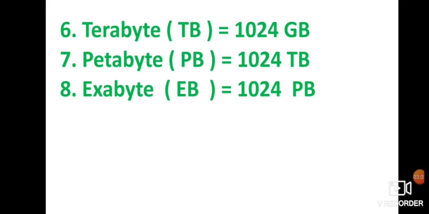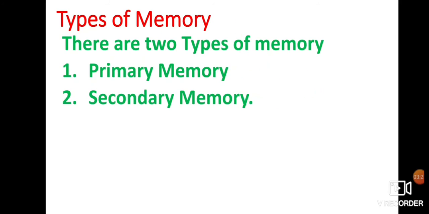After TB, there is petabyte, PB. 1 PB is equal to 1024 TB. And after petabyte, there is exabyte. 1 exabyte is equal to 1024 PB. There are also further different units of memory which we will read in our future classes.